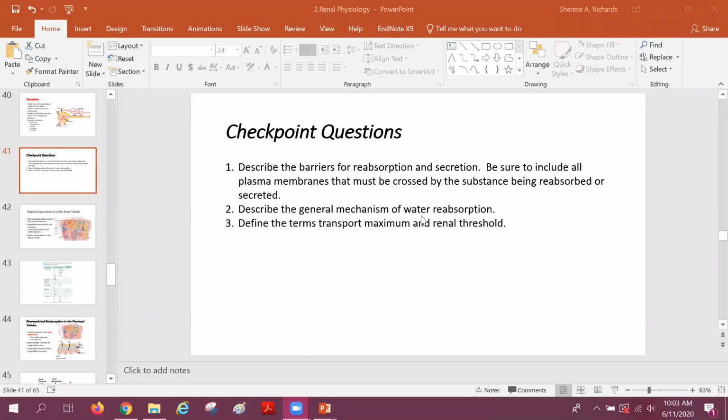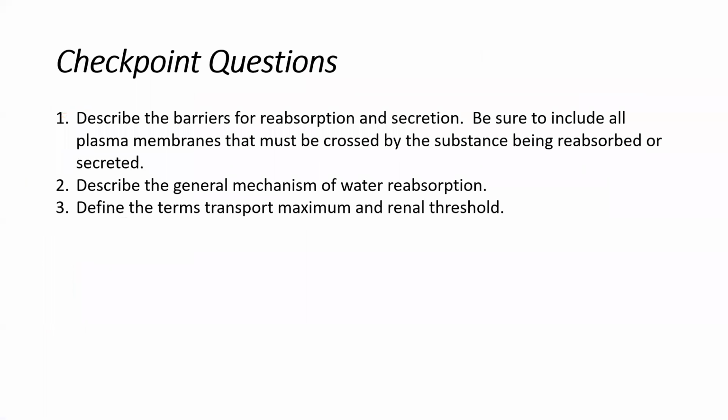Alrighty, so let's begin here with the first set of checkpoint questions, and we'll go over the answers. Describe the barriers for reabsorption and secretion. Be sure to include all plasma membranes that must be crossed by the substance being reabsorbed or secreted. First off, we want to establish that the barriers are the exact same. The only difference is the direction of movement, okay?